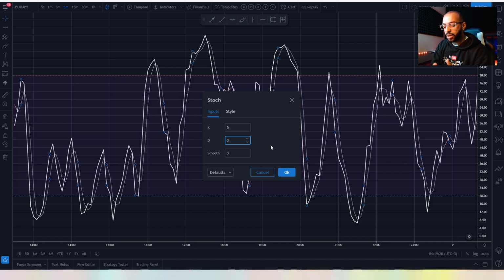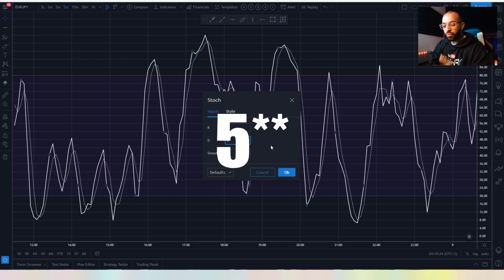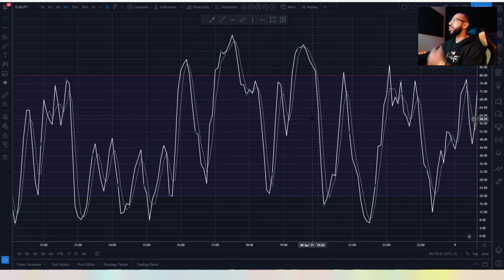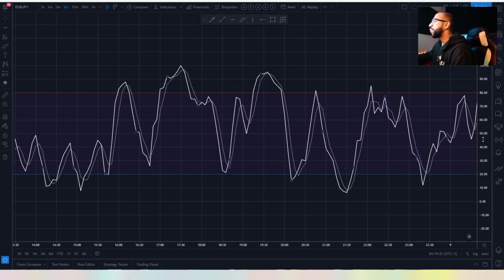I know a lot of traders usually switch it up between 4 and 6. So 4, 5, and 6. I think I said 14 a few seconds ago. I meant to say 5. But 4, 5, and 6 is typically what I see binary options traders use their stochastic on. I keep it in the middle, right at 5. So 5, 3, 3.